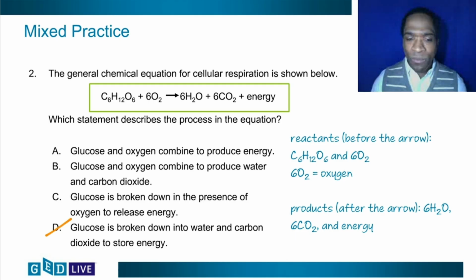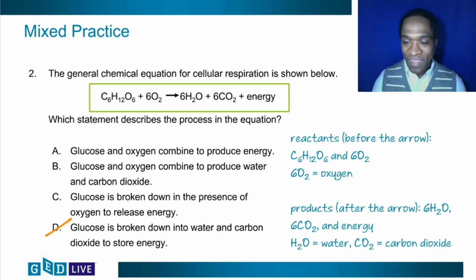Now, remember, what's H2O again? What does it stand for? And again, what does CO2 stand for? We talked about that before. Well, as we discussed before, and in real life, H2O is water, and CO2 is carbon dioxide. So we can note that. And the other product is just a word, that's energy. Now, based on these products, let's eliminate the incorrect answer choices that remain and select the correct answer choice.